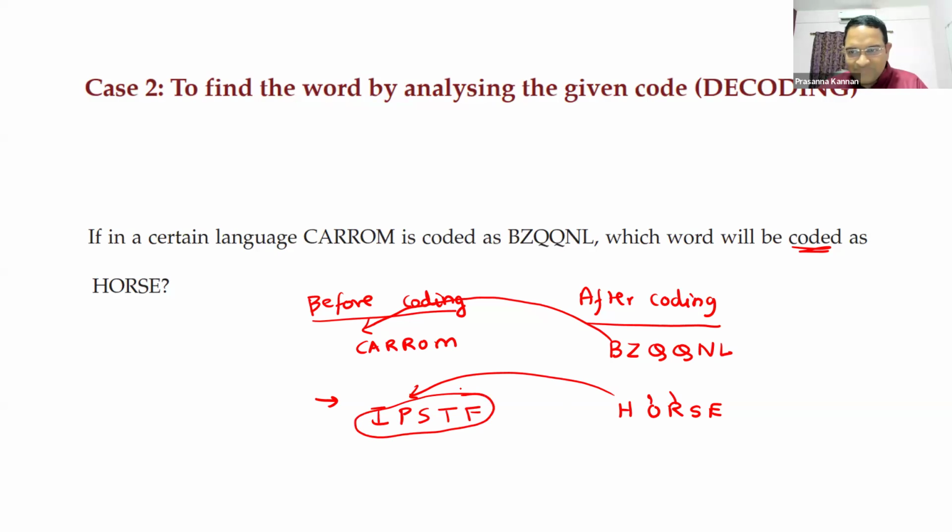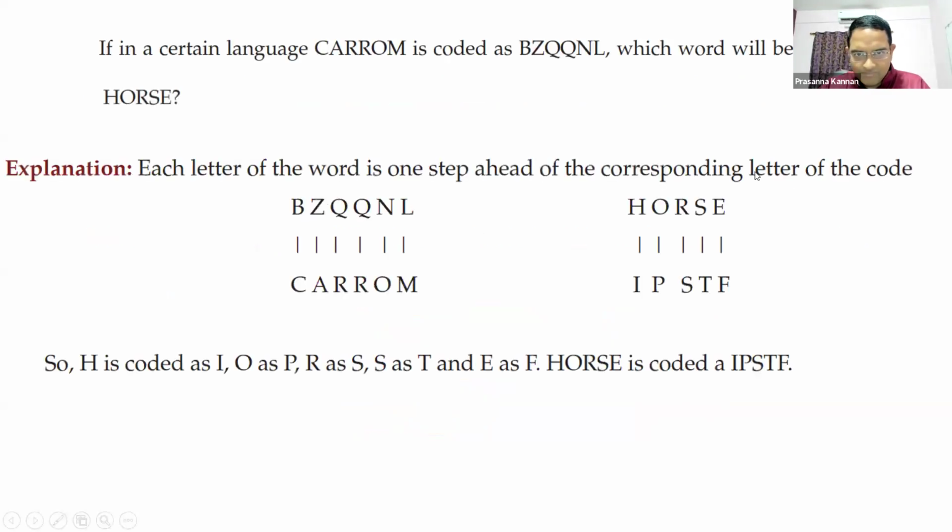Did you get the point? The question is, which word will be coded as horse? The answer is given, the question is asked. Did you understand? Yes, sir. Whatever answer you gave, that also will be there in the options. Did you all understand, students? Yes, sir. Hemlata, is it clear? Yes, sir. Yes, good. So IPSTF is the right answer. Okay.